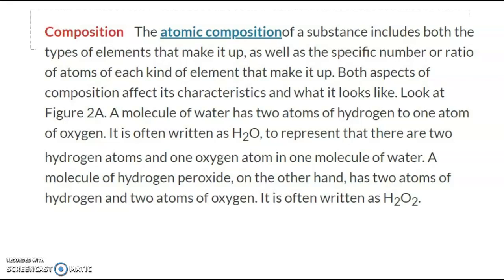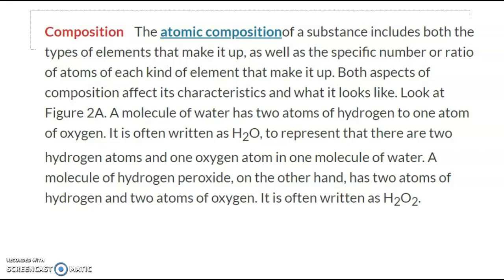The atomic composition of a substance includes both the types of elements that make it up, as well as the specific number or ratio of atoms of each kind of element that make it up. Both aspects of composition affect its characteristics and what it looks like. Look at figure 2.2a, which you will see on the next slide.